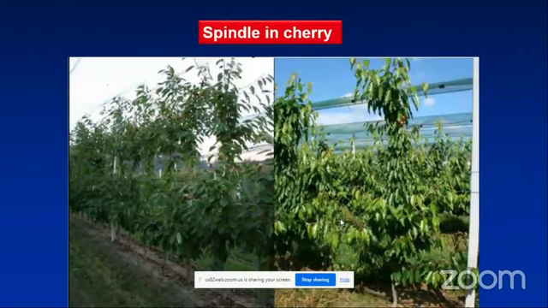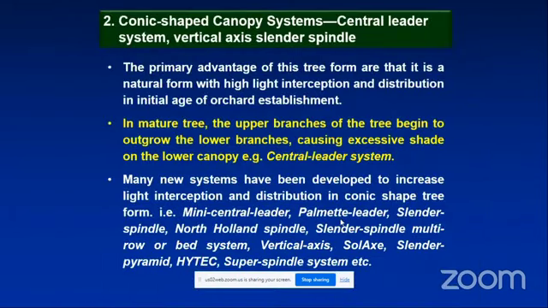And then spindle in cherry, it is very much clear from the picture. And then central leader system. This central leader system is very old, but then we have gone for modifications and made more types of this system. The primary advantages of this tree form are that it is a natural form with high light interception and distribution. In mature trees, the upper branches begin to outgrow the lower branches, causing excessive shade on the lower.